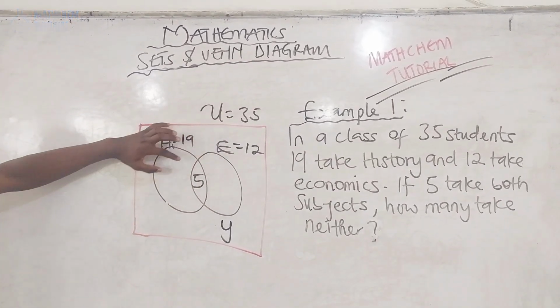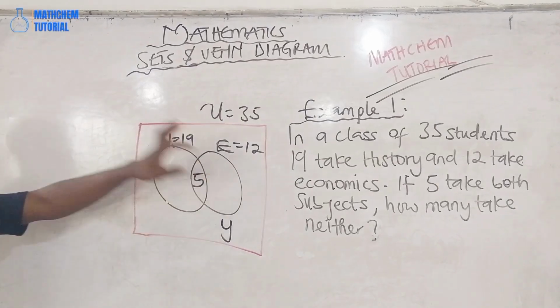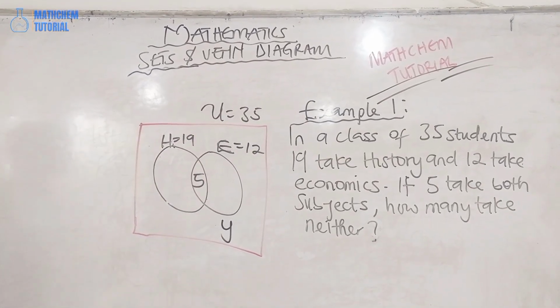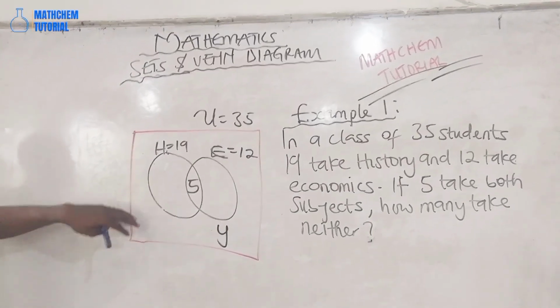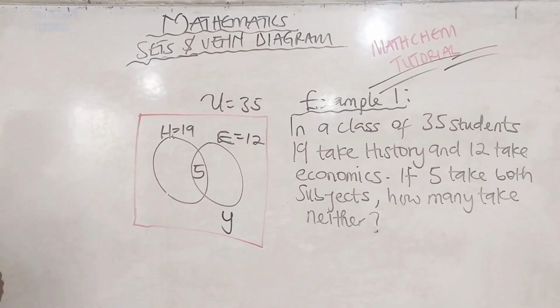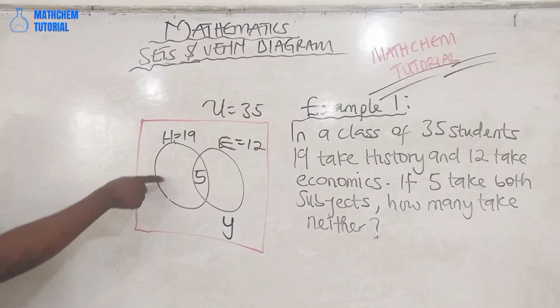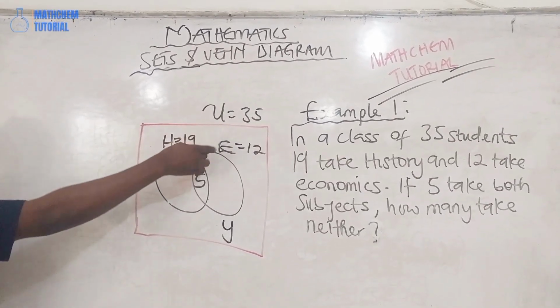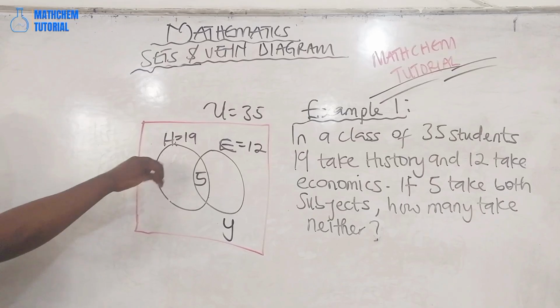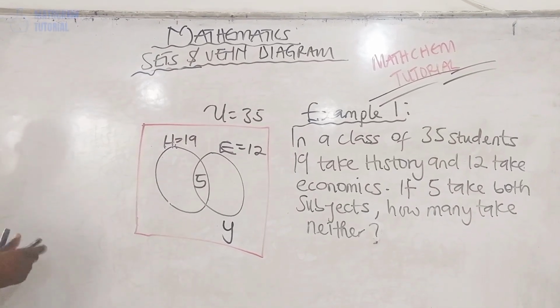Because this one means all the students are here like this. That's how Venn represents sets. Venn is the name of the man who worked on this diagram. So now what are we going to do? We're going to look at those. This 13 comprises those that took history together with what? Together with economics. Now let me show you something here.